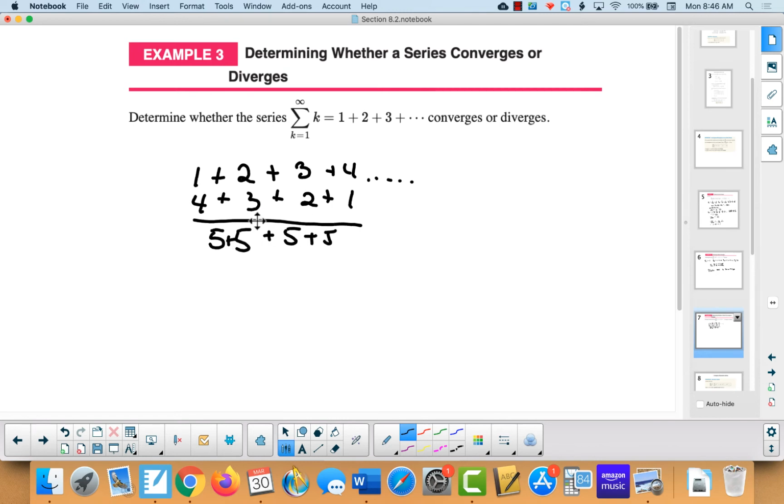So we get the sum is 1 more than how many we added up. So if we get 4 of those, that would be adding all those numbers twice. So I get n, the number of that number, plus 1, divided by 2. That's how we add up all the counting numbers. So that's our S sub n.